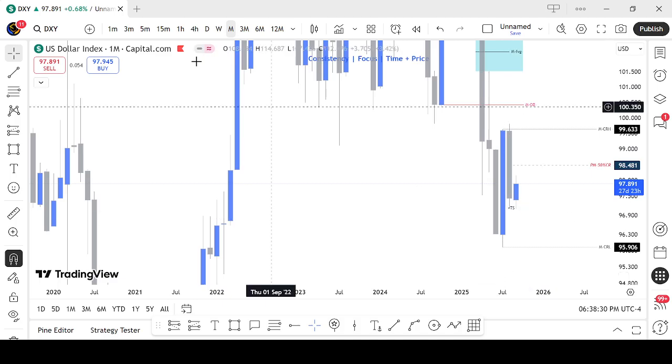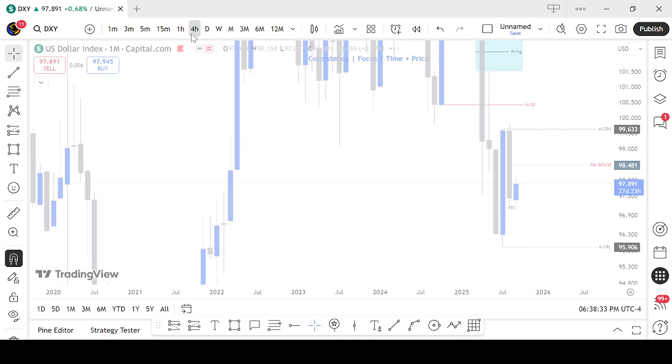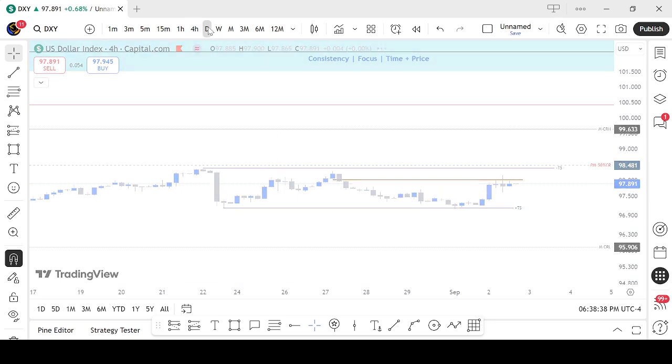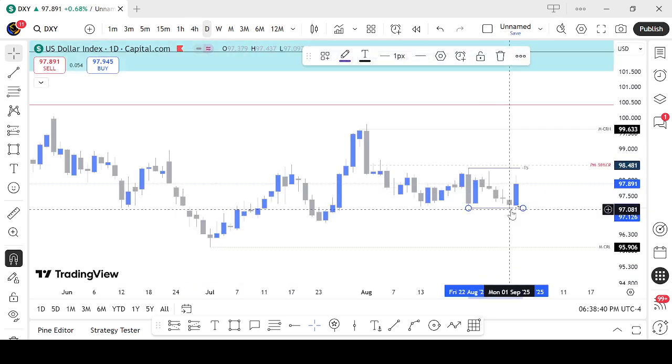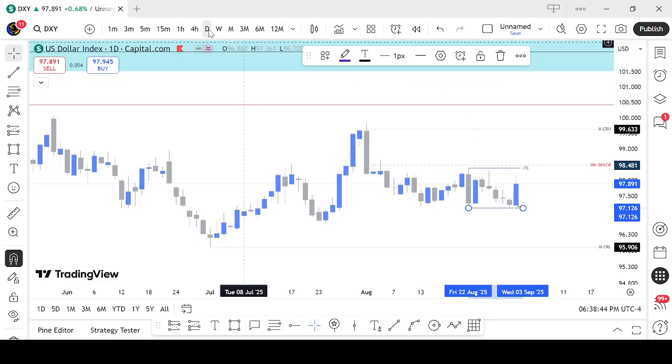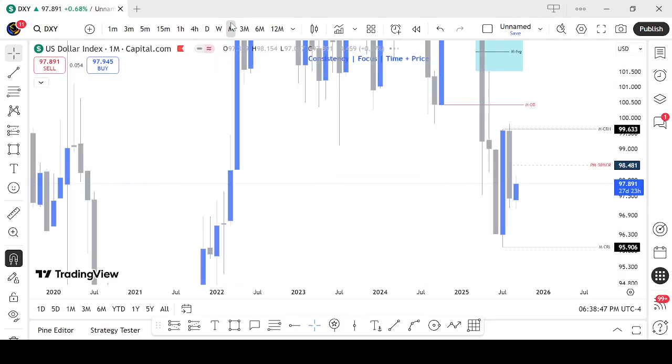To make sure, let me put on daily. So I am trying to set something. I don't want this to be showing on the monthly time frame. So yes, let's go back to our monthly time frame.